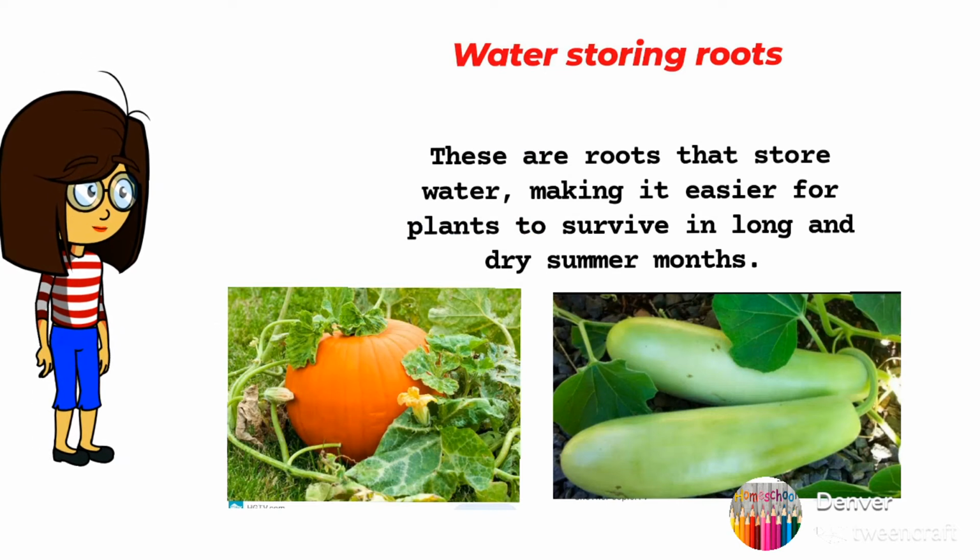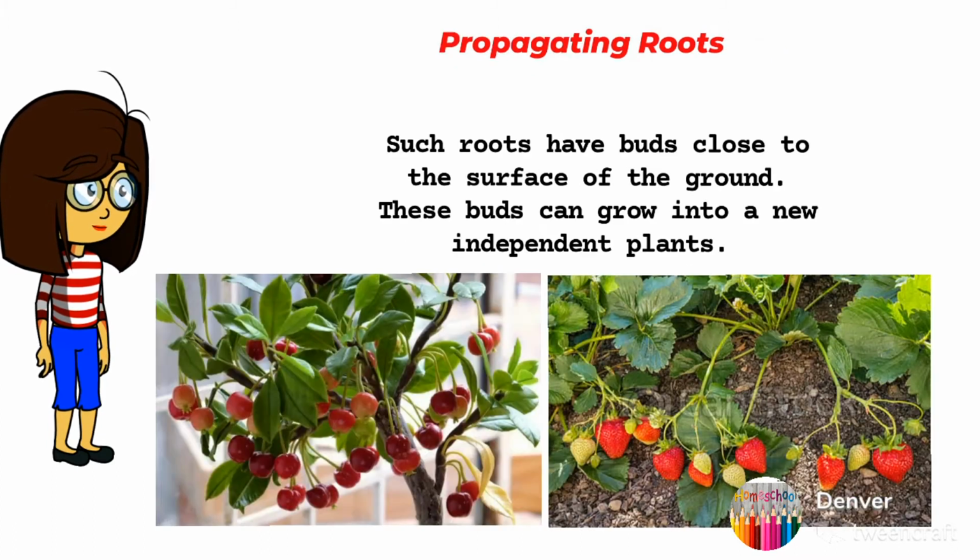Water storing roots. These are roots that collect a large amount of water during the rainy season so that they can use this water during the dry summer months. Pumpkin and gourd are examples of water storing roots.